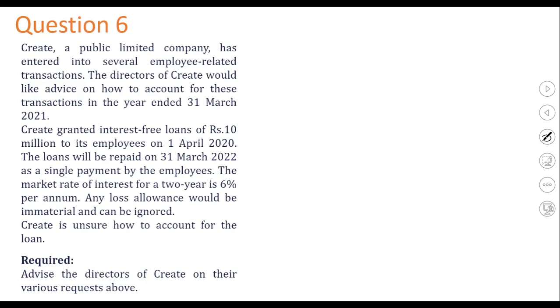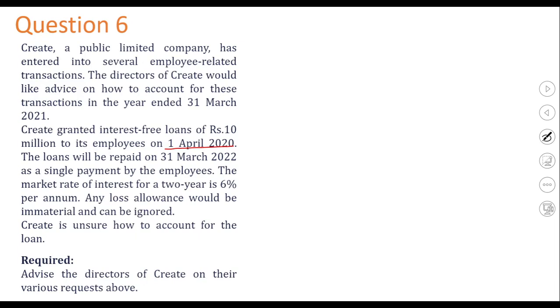Again, they are giving interest-free loans. On 1st April 2020, the loan will be repaid on 31st March 2022 as a single payment by the employee.